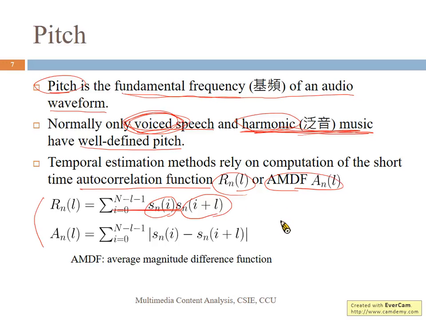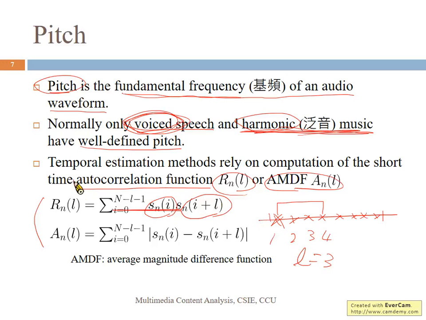So given an audio frame, there are many sample points, and if we define the value l as 3, that means we will calculate the multiplication between the first one and the fourth one. We will multiply them. And if the sample values repeat every three sample points, then the multiplication between 1 and 4 may be larger.